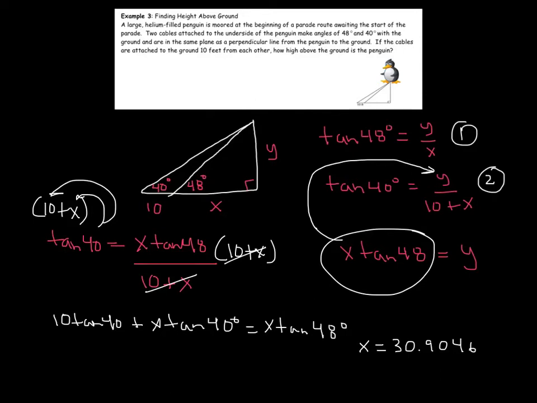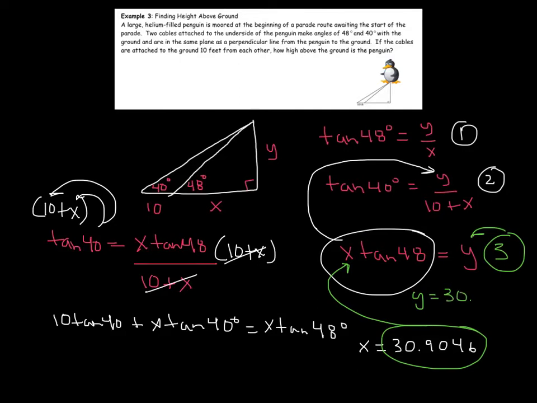Now, that's x, and a lot of students will stop there and they'll think that they got the answer because they've done so much work, but remember, we're trying to find the height of the penguin, so we're looking for y. Now remember, we have already gotten an equation. Maybe we'll call this equation 3, but it's really just the same as equation 1 right here. So now we can just take this x value and plug it in right there. So essentially, y is going to be 30.9 or whatever times tangent of 48.